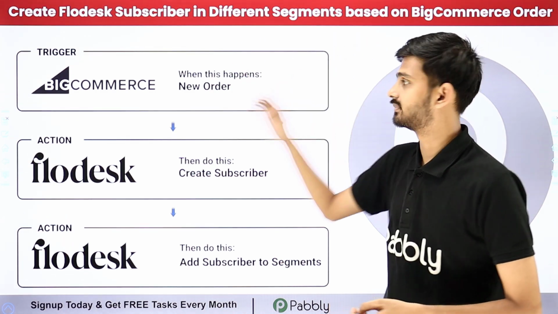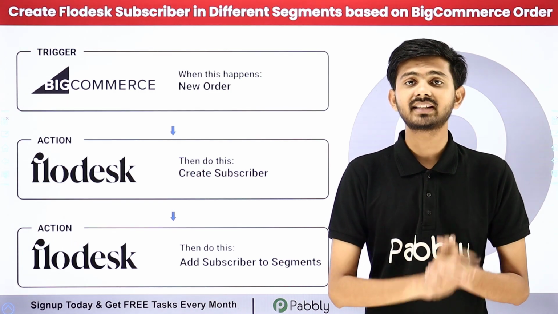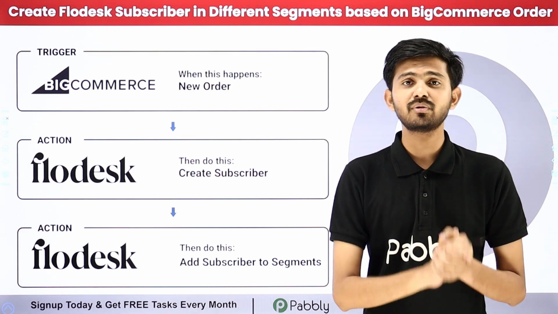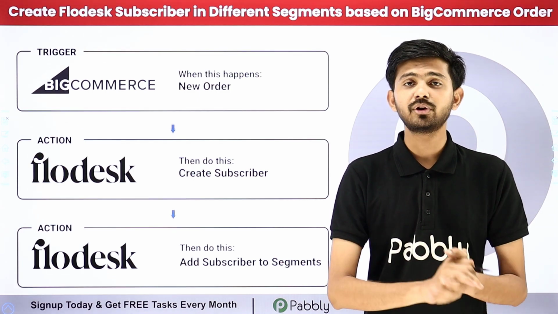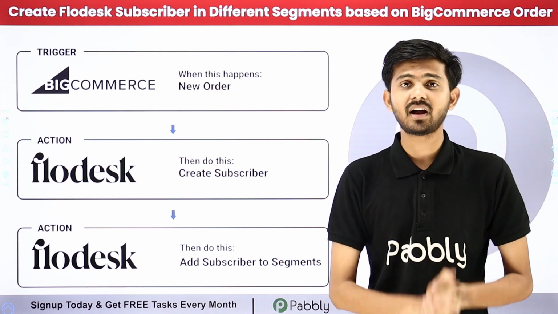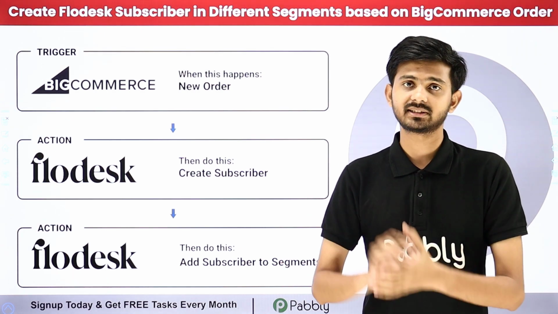Today our topic is how to create Flodesk subscriber in different segments based on BigCommerce order. So here I'm running a BigCommerce store, and now what I want is that as I'm going to receive a new order from BigCommerce, then automatically by using all the detail of my order, I want to first create a new subscriber in Flodesk, and after creating that subscriber, I want to add that subscriber in a segment that I've created based on my orders.